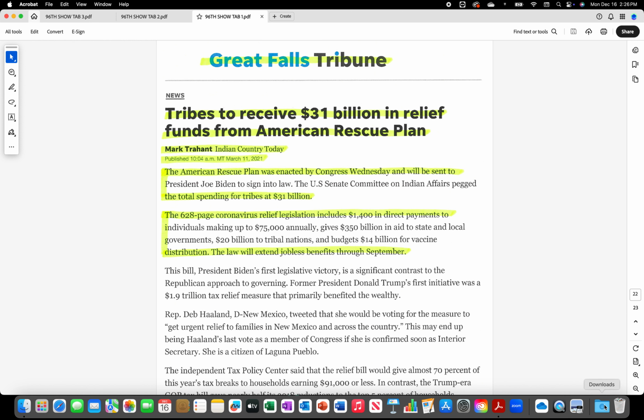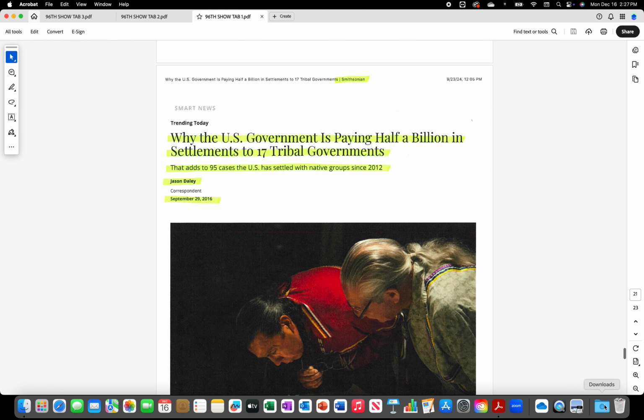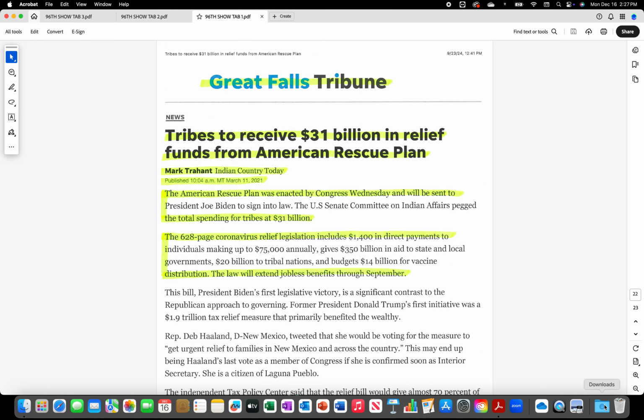This is 2021. Remember, we were just speaking of the dilapidated conditions, the suicide, the drug infested condition of the Native American, the tight grip that the federal government has on the Native American, the reason that they don't have any opportunity. Tribes to receive 31 billion in relief funds from American Rescue Plan. From the Smithsonian, why the U.S. government is paying $500 million in settlements to 17 tribal governments, 2016, I'm sorry. Great Falls Tribune, tribes to receive 31 billion in relief funds from American Rescue Plan.